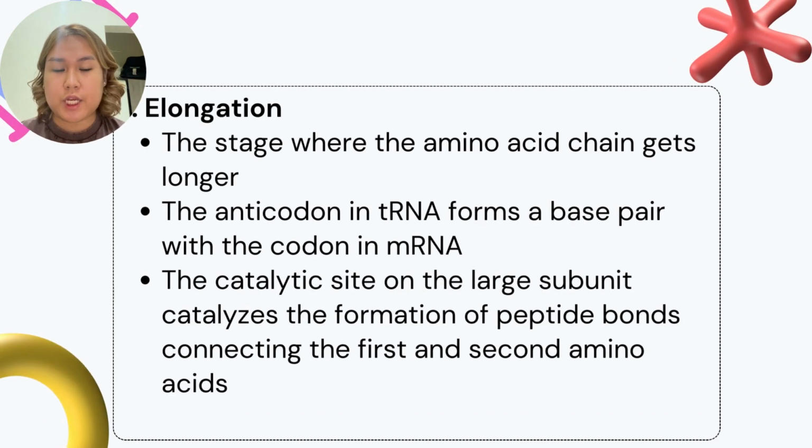The third stage is elongation. This is the stage where the amino acid chain gets longer. The anticodon in the tRNA forms a base pair with the codon in the mRNA. And then the catalytic site on the large subunit catalyzes the formation of a peptide bond connecting the first and second amino acids.